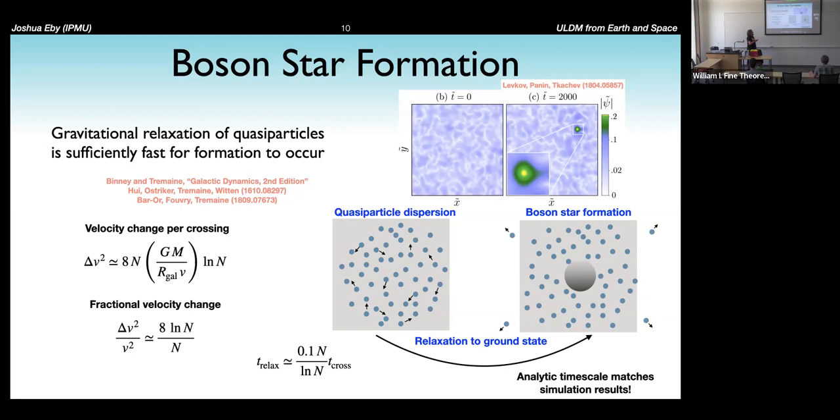And after a typical relaxation time, which is proportional to the crossing time for a given scatter, a significant fraction of these waves will change their velocities by order 1, which means some of them can go to their ground state and some of them can be kicked out of the halo and so on. But isn't it just Jeans instability what you're saying? Just Jeans instability, because there is just gravity force involved, right?